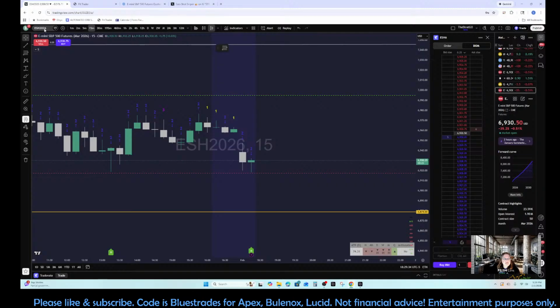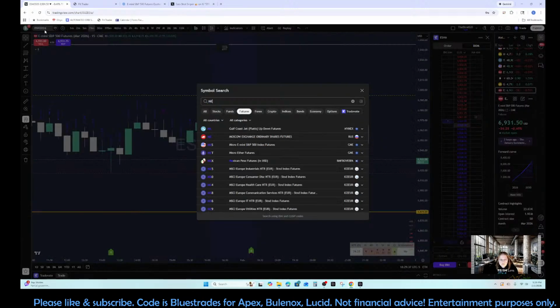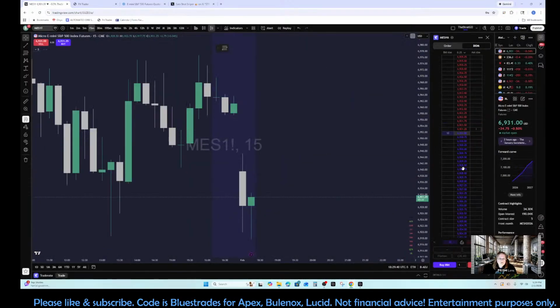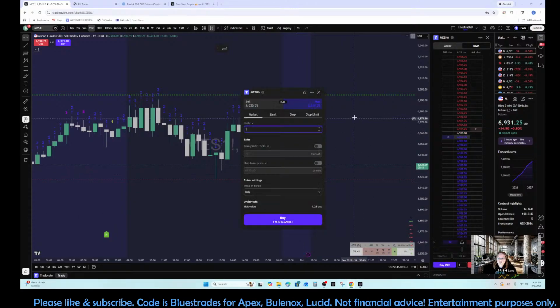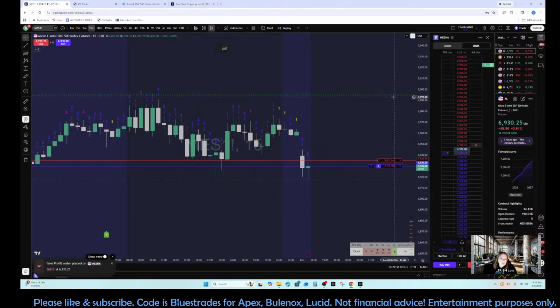I'm going to switch to MES and take a stab at a long. And we're just going to buy 1. We will take profit at 20 ticks, which would be about where I'd be targeting anyway, because I really want to target 69.36, which is previous liquidity here between 36 to 38. So I'm okay with taking profit there at 35. That would be 20 ticks. That's been my go-to lately, take profit at 20 ticks.